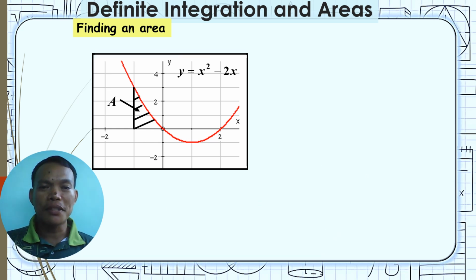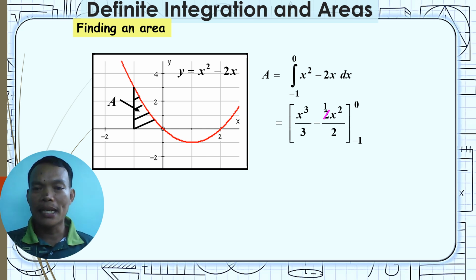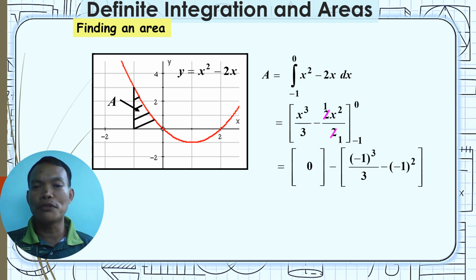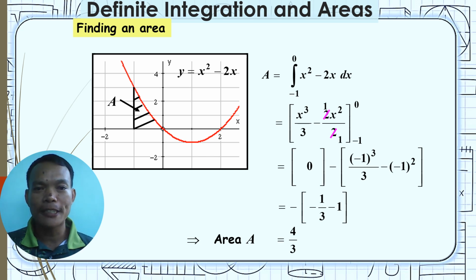So to answer the first question, the area of the function with limits of integration from negative 1 to 0. First we integrate x squared minus 2x dx, which is equal to x cubed over 3 minus 2x squared over 2, with limits negative 1 to 0. First we substitute the upper limit, 0, which simplifies to 0. So it gives us 0 minus negative 1 cubed over 3 minus negative 1 squared, which is equal to negative 1 times negative 1 third minus 1. So therefore the area is equal to 4 thirds.